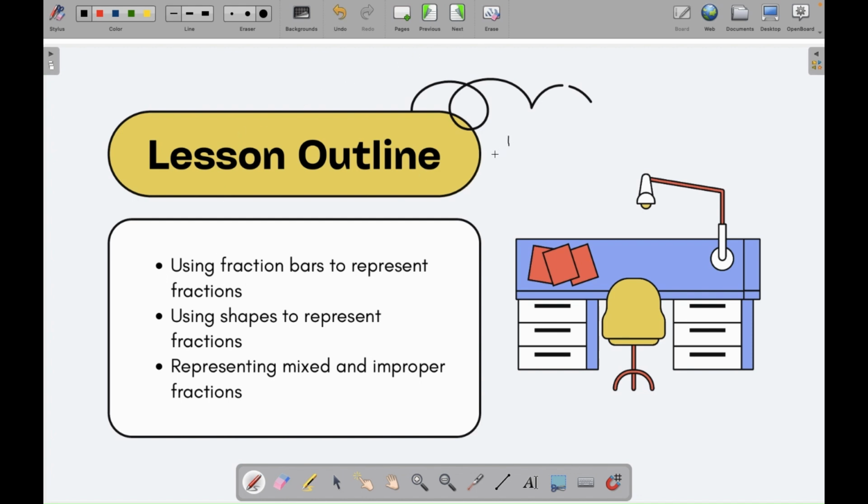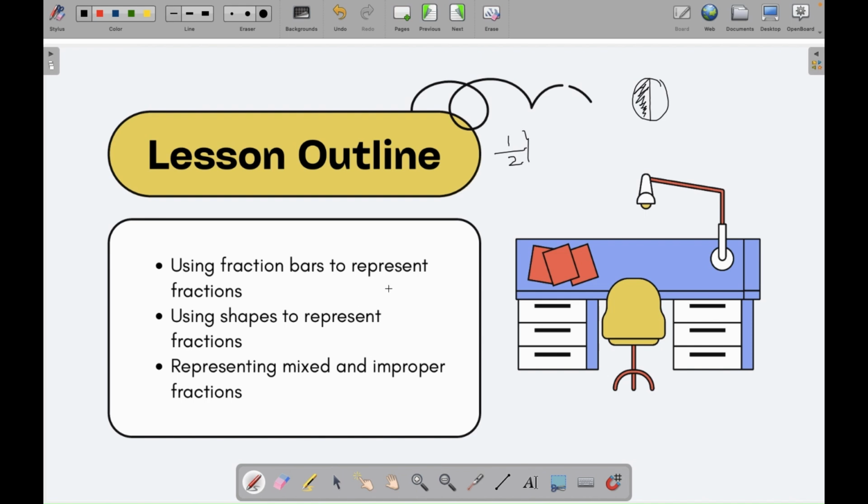So if you have seen a fraction in the past, a fraction is represented like this. So this is the fraction bar that we use to represent a fraction. Other way is also to use shapes. So for example, if I have a circle, I divide it into two equal parts and shade one particular part. So this way also I can represent a fraction.